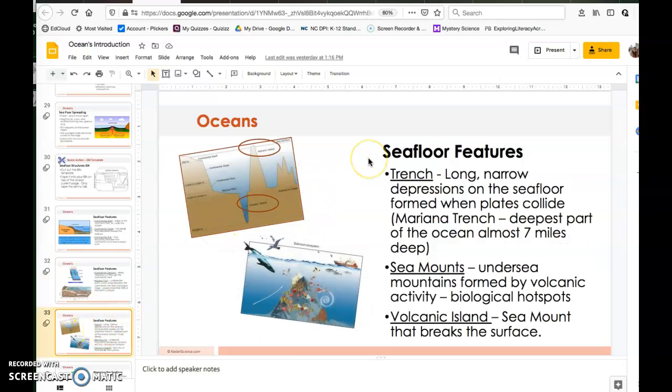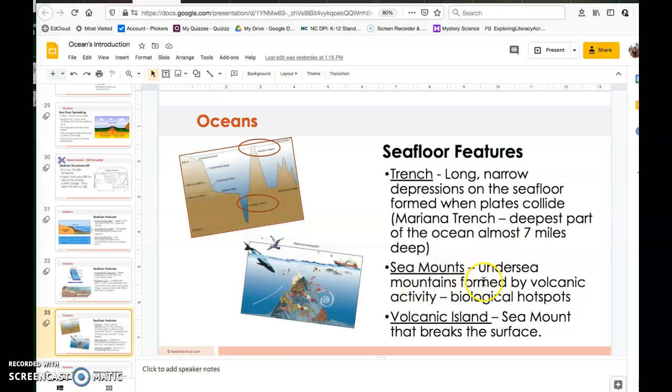The last couple of things. We've got something called a trench, which is a long, narrow depression in the seafloor that forms when plates collide. Let's see if we can see the trench on this. Ocean trench right here, again, like a deep, dark pit. The Mariana Trench is the deepest part of the ocean, which is almost 7 miles deep.